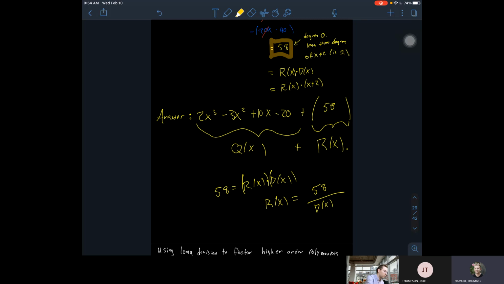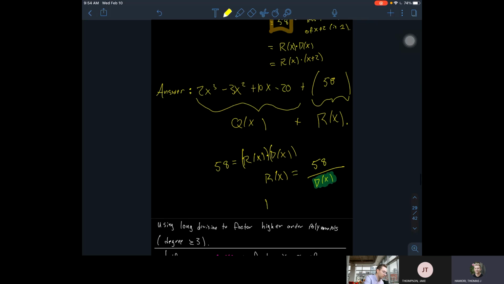Now, do you remember what we call d of x? We can actually write down what it really is. Do you know what it is? Yeah, x plus 2. So r of x is 58 over x plus 2.